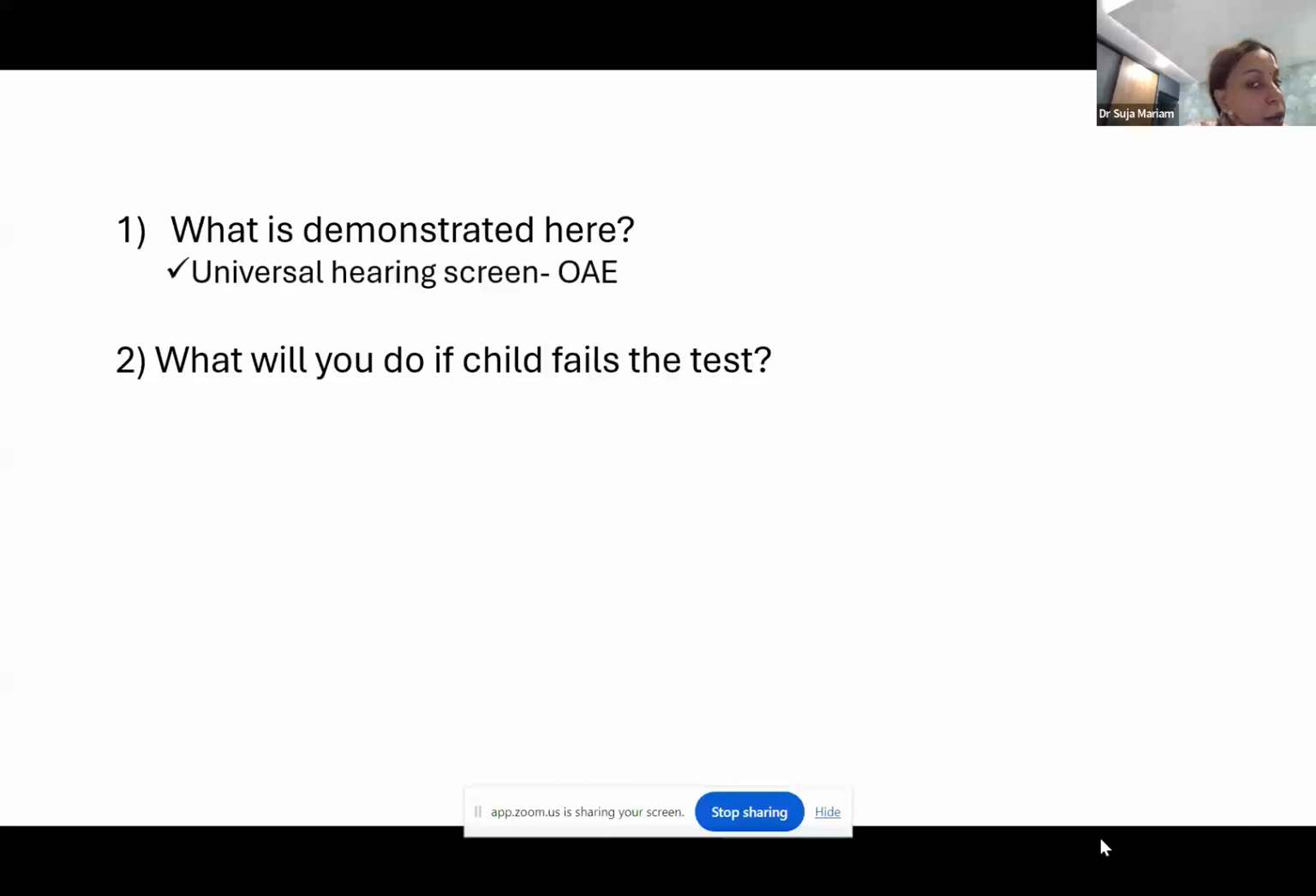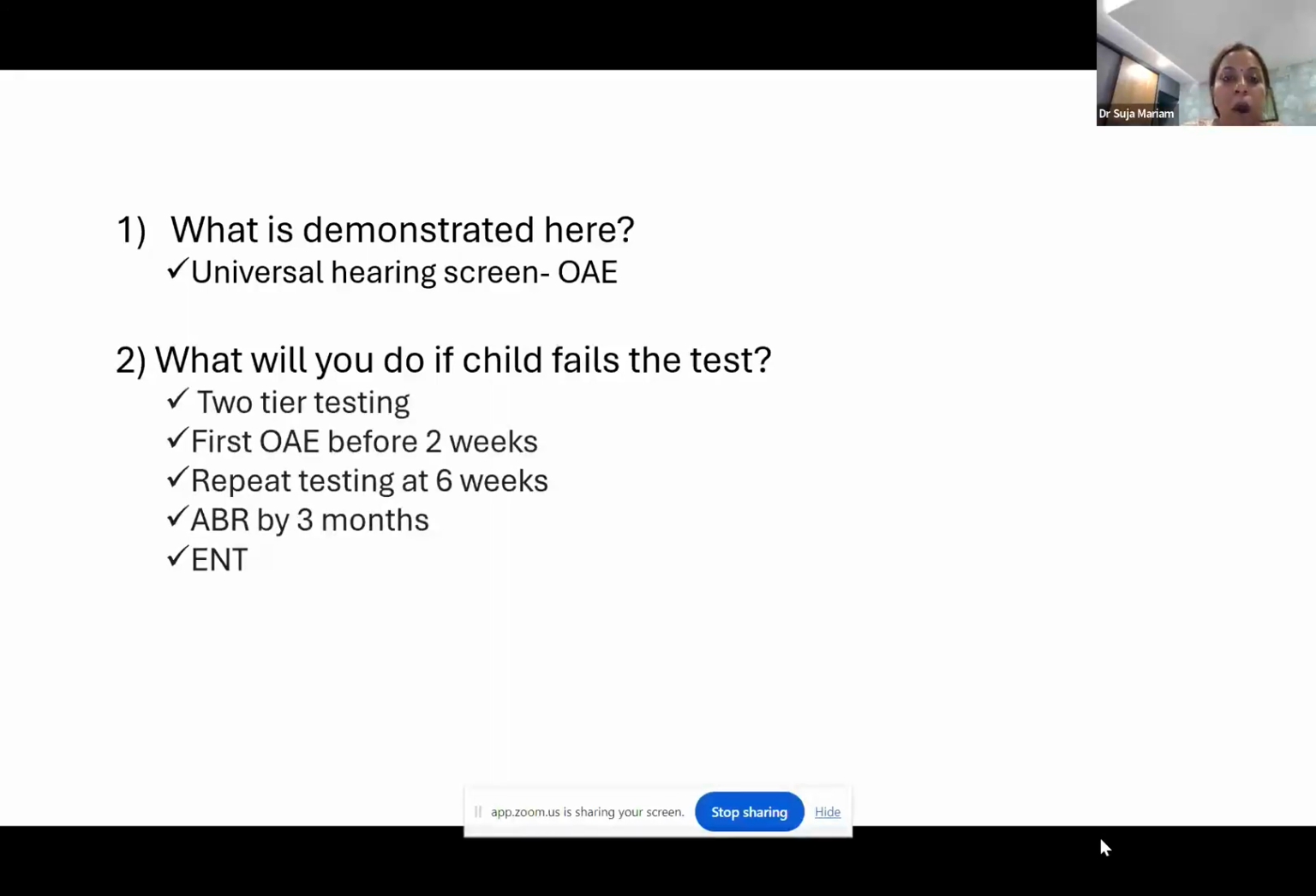So what is being demonstrated here? As a part of universal hearing screening, this baby is undergoing an otoacoustic emission test. So what will you do if the child fails the test? In India, what is recommended is two-tier testing. Ideally, all babies, whether well babies or sick babies, will undergo an OAE test. If the OAE test fails, then the child has to undergo an ABR or BERA.